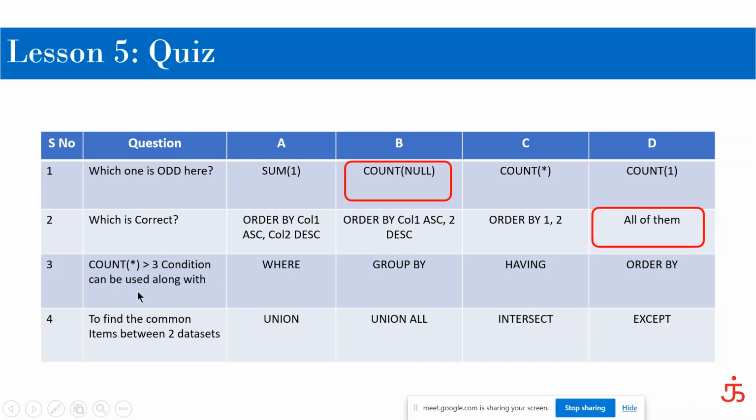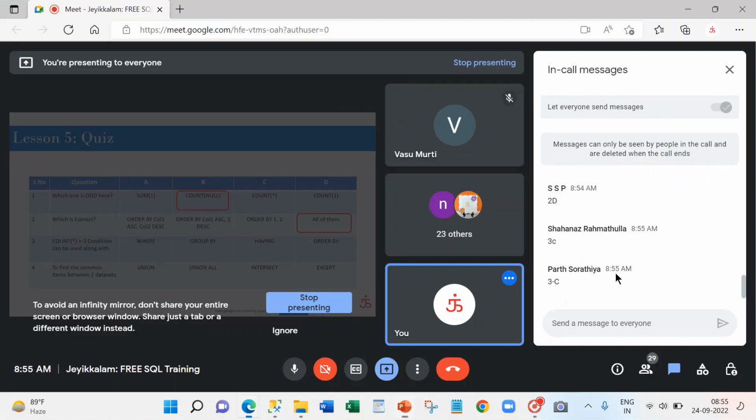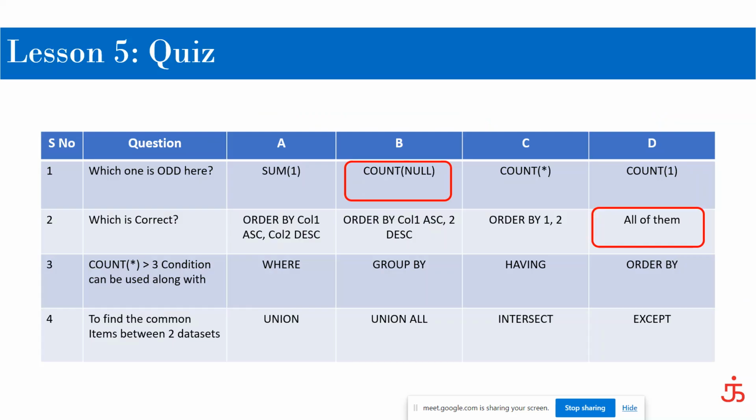For the third question, we need to apply a filter. Count star greater than 3. So where can we give this? Can I give it in where? Can I give it in group by? Can I give it in having or order by? Where should I give count star greater than 3? Yes, I see many C's. I think you guys are bang on. That's the right answer. And the last one, to find the common items between two data sets.